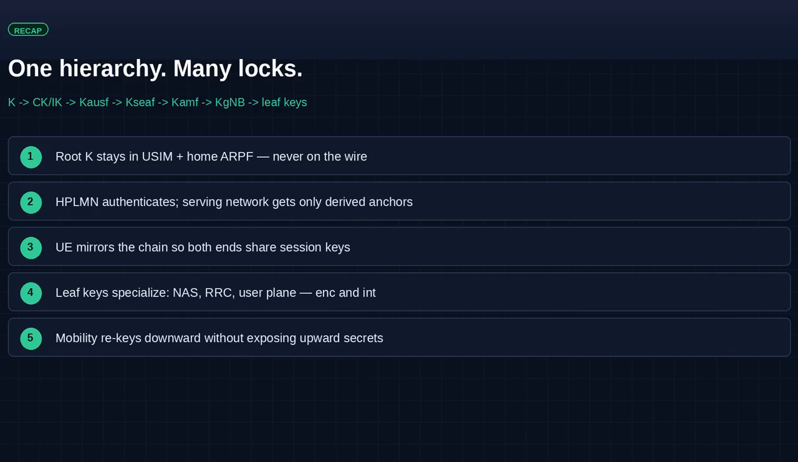Next time you see the TS 33.501 key hierarchy figure, do not scan it as alphabet soup. Read it as a building directory. Who holds which floor, which door each key opens, and why a breach on one floor should not unlock the vault. That mental model is the whole point of the diagram and the backbone of 5G security.